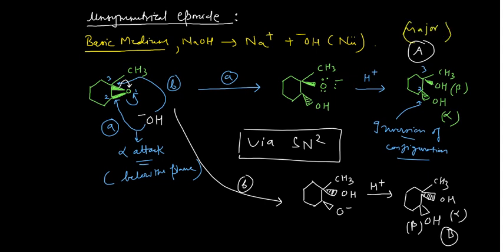And this B would be your minor product, and this will always happen whenever you have an unsymmetrical epoxide. This is how you can go through. Now we can see the reaction in the acidic medium also. So I can write here acidic medium. We are following the reaction in the acidic medium. So what can happen in the acidic medium?